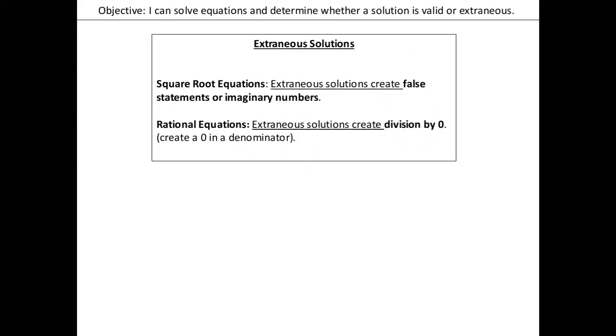The last part of the lesson is just determining if it's extraneous or not. I am going to give you a solution. You just have to tell me if it's valid or not, okay? So as a reminder, for square roots, it's extraneous if you get a false statement or imaginary numbers. If you have rational equations, you just can't divide by 0, okay?